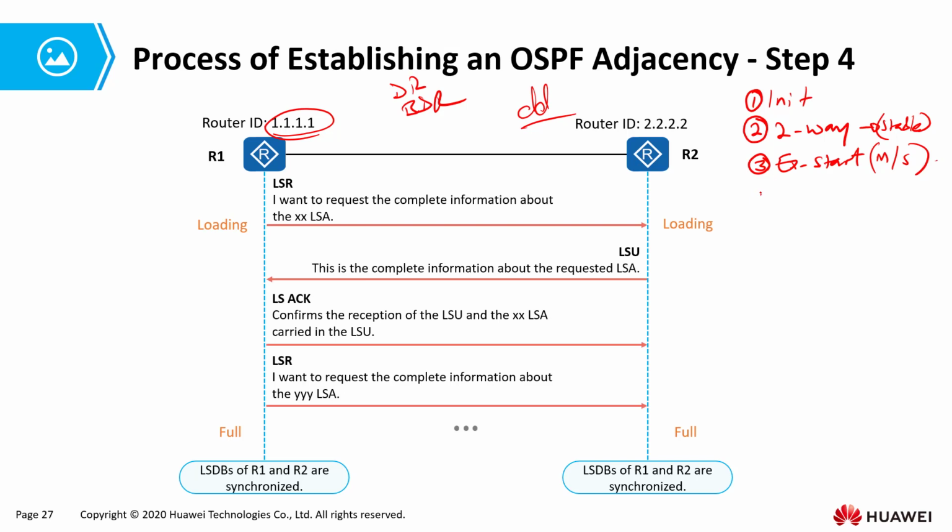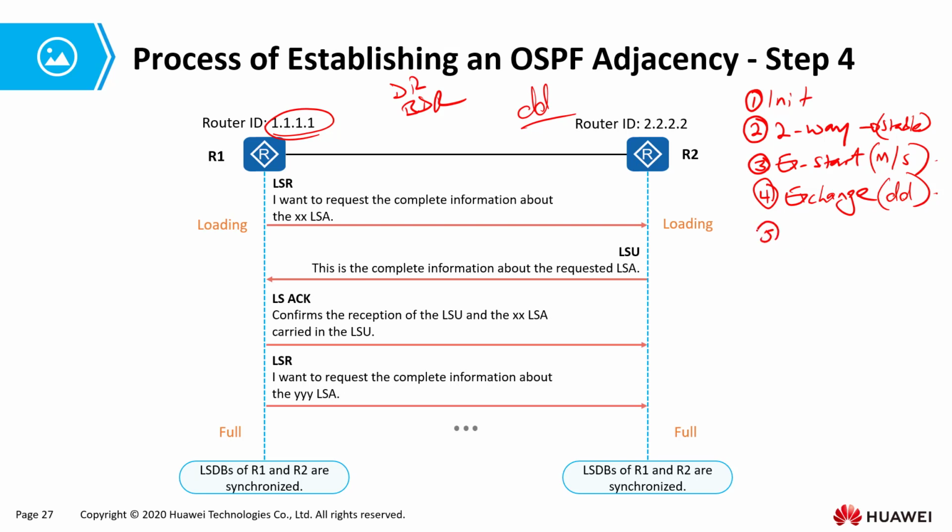After the exstart, we go to the exchange state. We now exchange. What are we exchanging? We are exchanging the link state adverts, not the full link state adverts but the summaries of the link state adverts. We use database descriptors for that. And after receiving summaries of our neighbors and sending them our own summaries, we are going to request details of the entries in their summaries that we do not know about. And they will request details of entries in our summaries they do not know about.